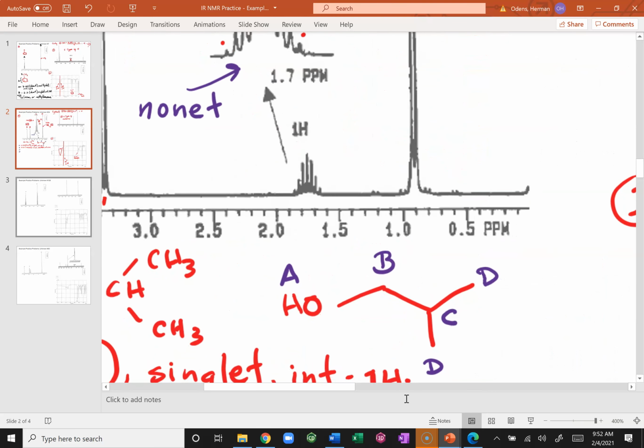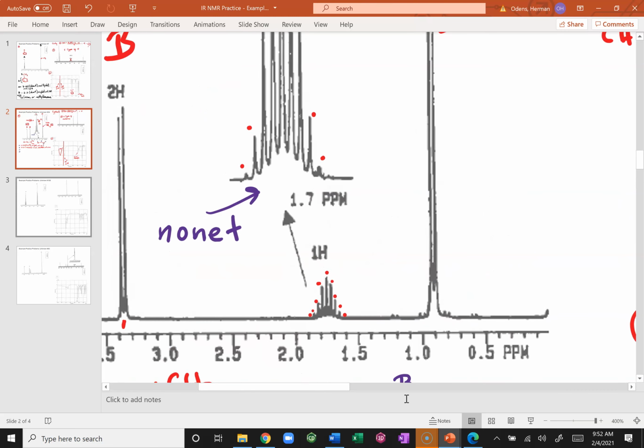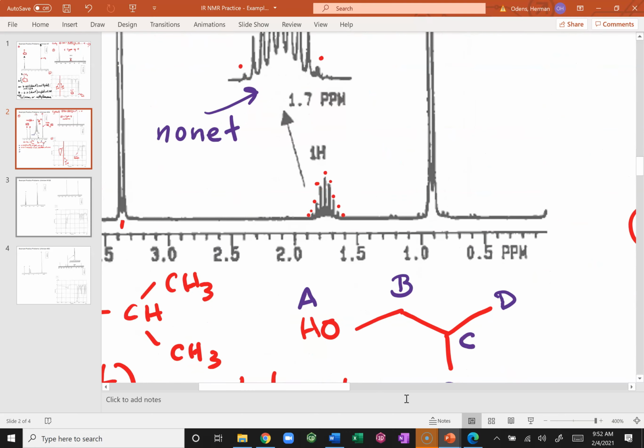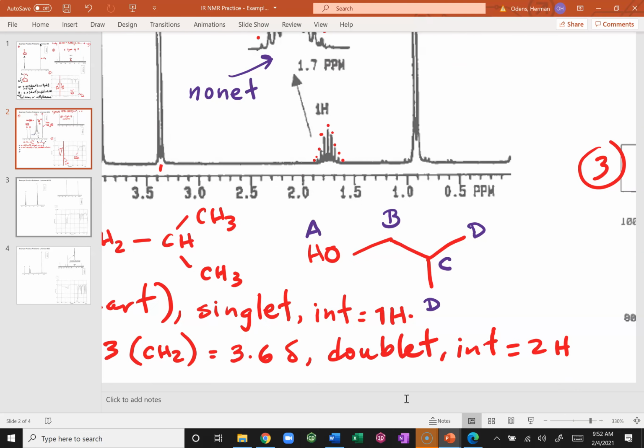C is the nonet. Notice that here it will be really hard to see what that was. Like 1, 2, 3, 4, 5, 6, 7. And there's 2 more that were lost. So that's why these inserts are great, because you can really see them being blown up. All right. I'm going to delete all this.